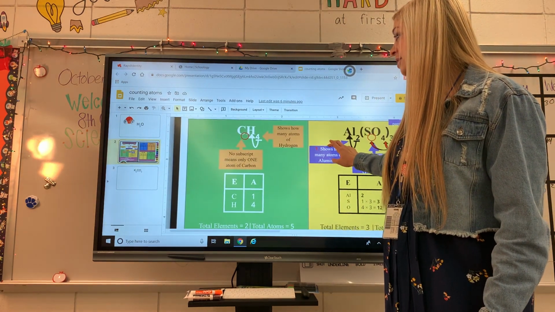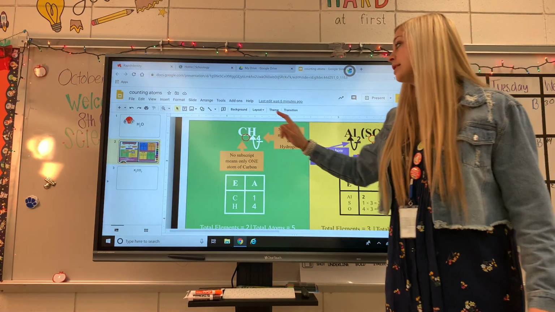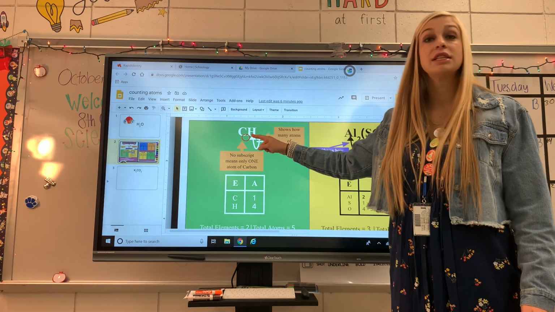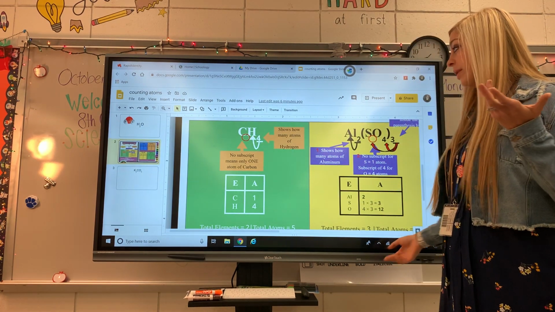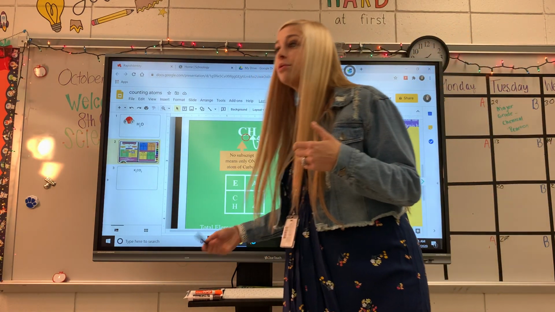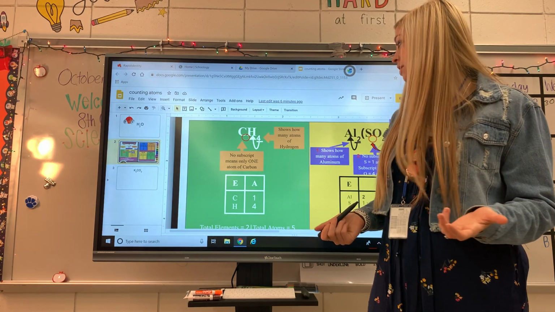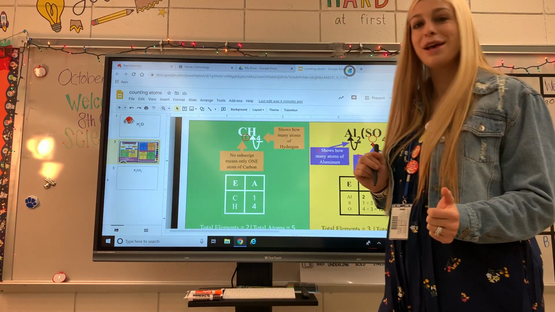Let's look at these 2 examples. So I'm starting on this side. For CH4, notice there is no subscript for carbon. So what do we have to do? We have to give carbon a subscript. So we give carbon a 1. Ooh, that was a good one.